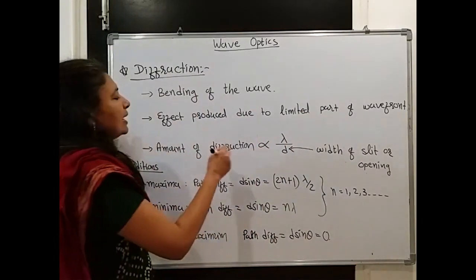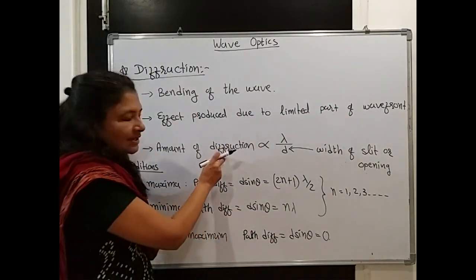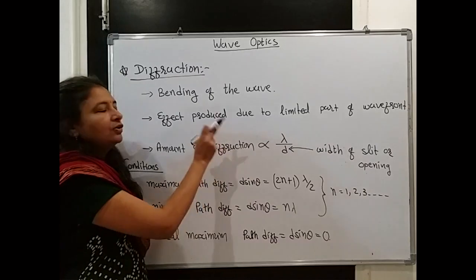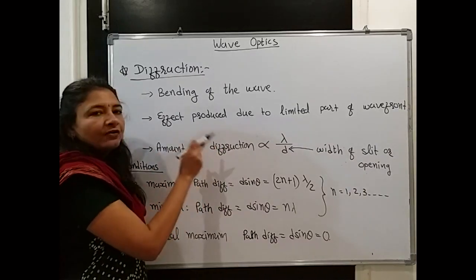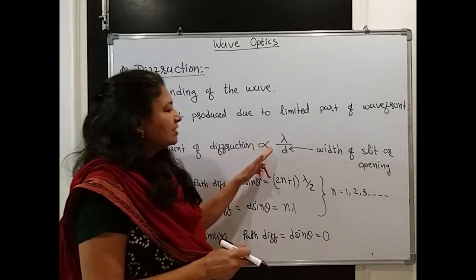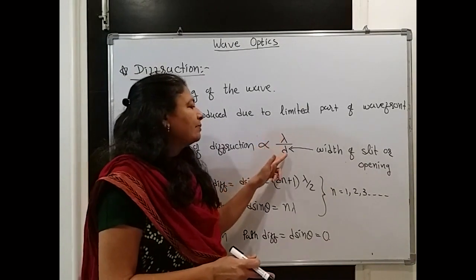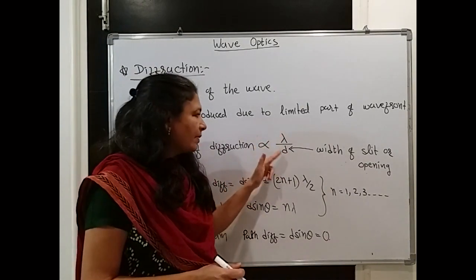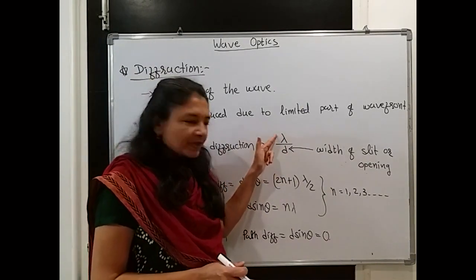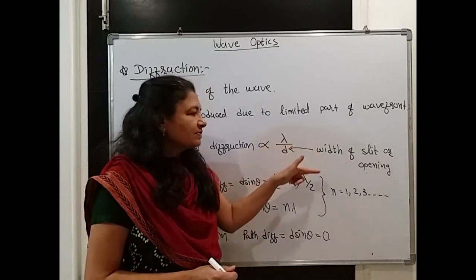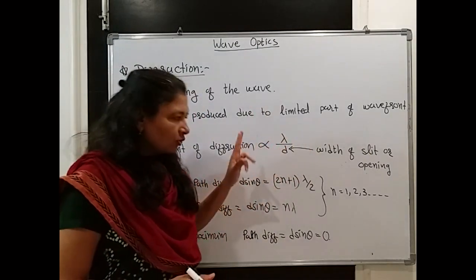Okay. Now, amount of diffraction. Keep this point in your mind. You have to memorize this. Amount of diffraction is dependent on the ratio lambda by d. Lambda is the wavelength of the light and d is the width of the slit or width of the opening.